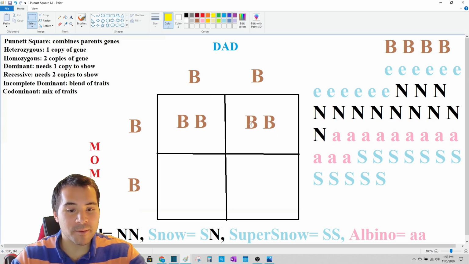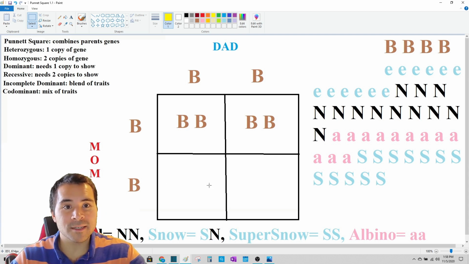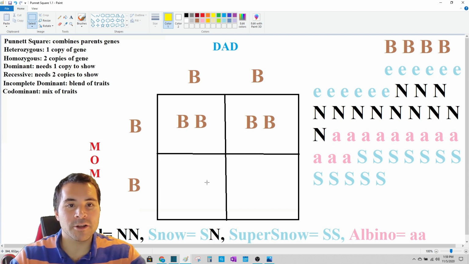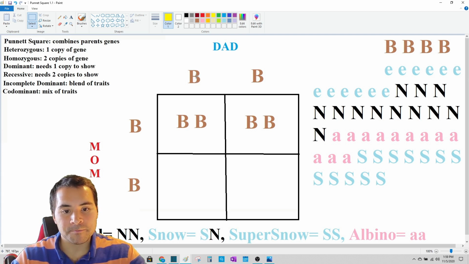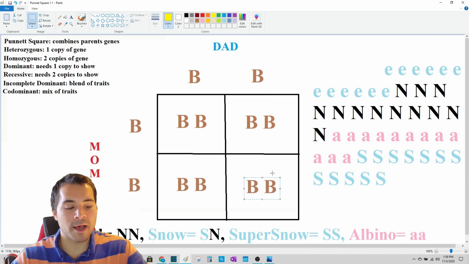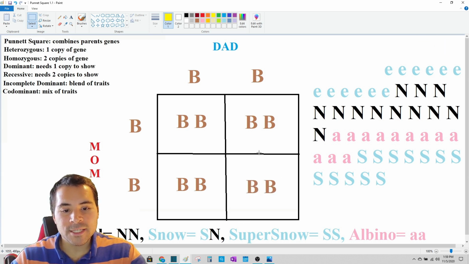2 out of 4 ain't bad, right? But we still got 2 more boxes to calculate. And you can't settle on your genetic odds until all 4 boxes are calculated. So let's do the same thing here. We're going to bring down your dad's gene all the way to the bottom box and your mom's gene all the way over to that first box. And again, 3 out of 4, brown eyes. The last box, bring the B down, bring your mom's B over, and what do you get? Brown eyes once again.